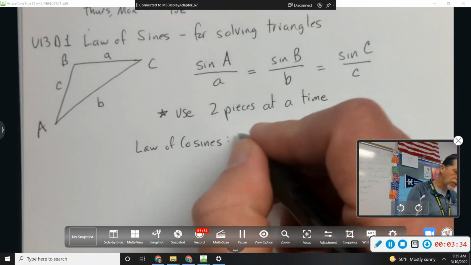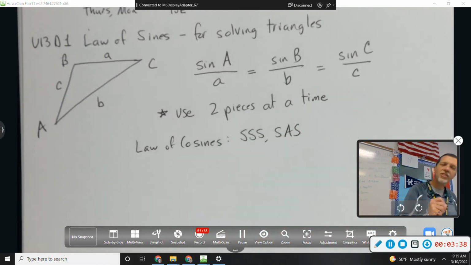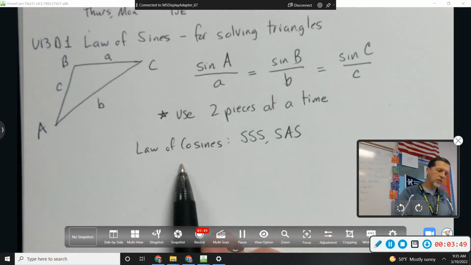Law of cosines, which we're not doing first. Do you recognize these kinds of letters from your geometry days? Side, side, side, side, angle, side. If that's the information you have, then you use law of cosines.